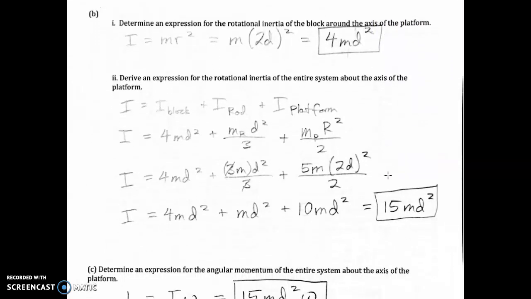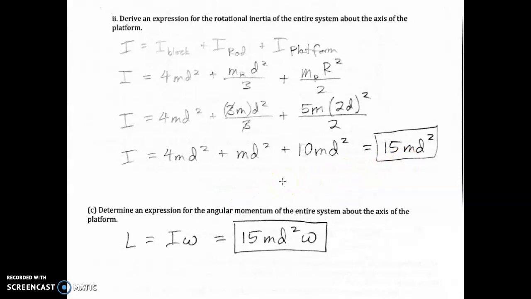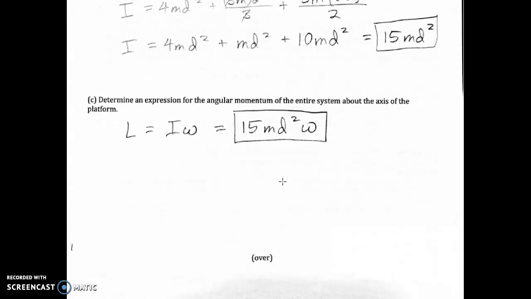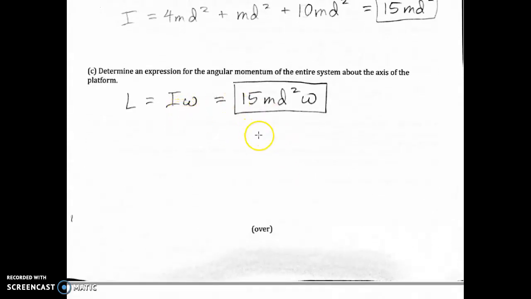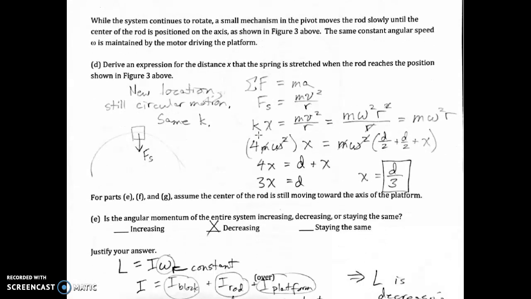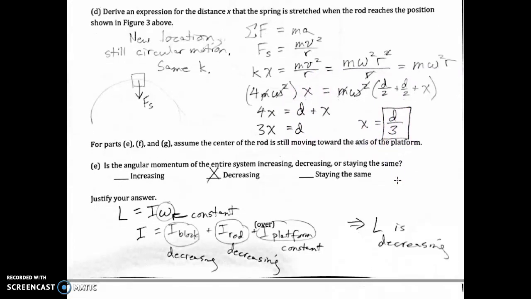And then solve for the rotational inertia, which is just a point particle, mr squared. And then we know that the rotational inertia of everything is the sum of those, and it ends up being this. For each of these, you just need to make sure that everything is in terms of the given variables. Super important. Okay, and then angular momentum is I omega. You can do that. All right, and then we have a new location. It's still circular motion, similar expression, and solve for the stretch distance there.